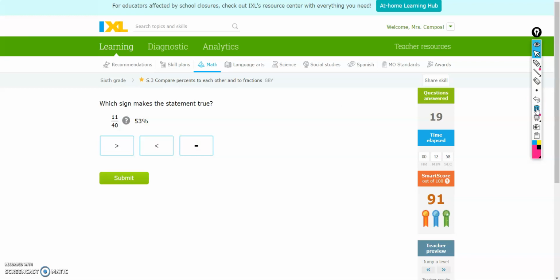Alright guys, I hope that you understood, and I look forward to working with you later on determining if a fraction or percent is greater in word problems. See you then.